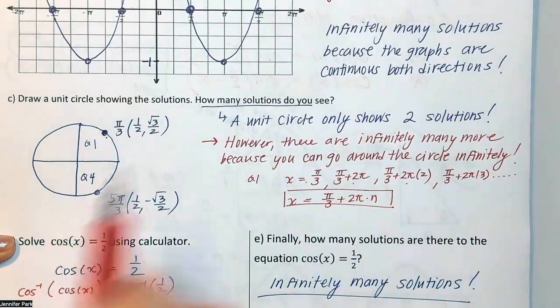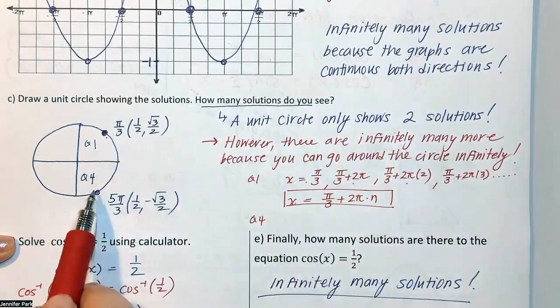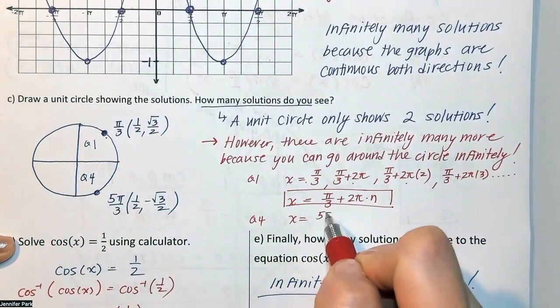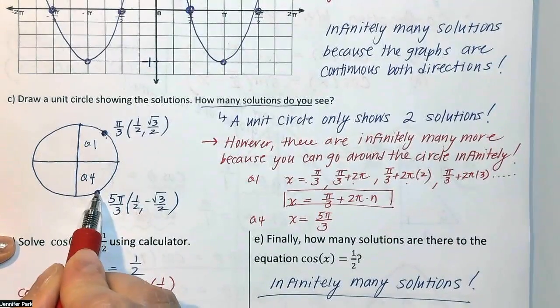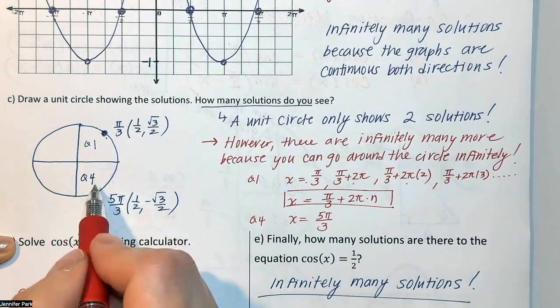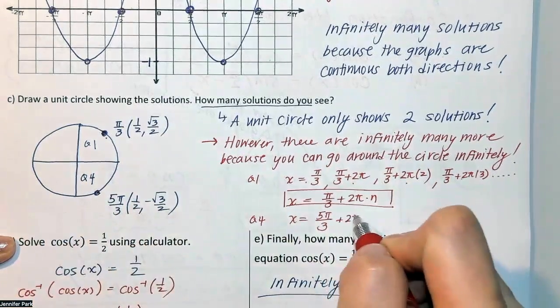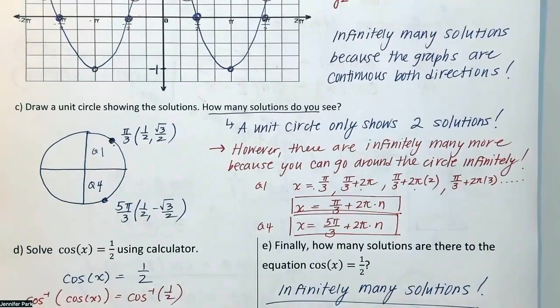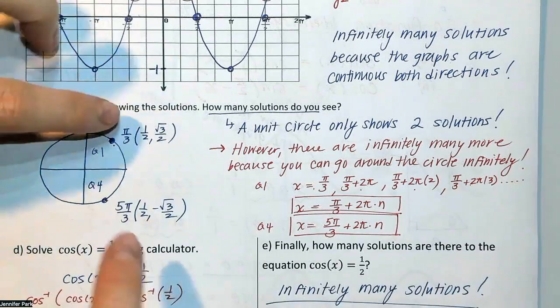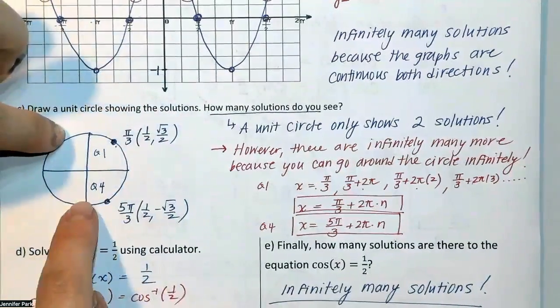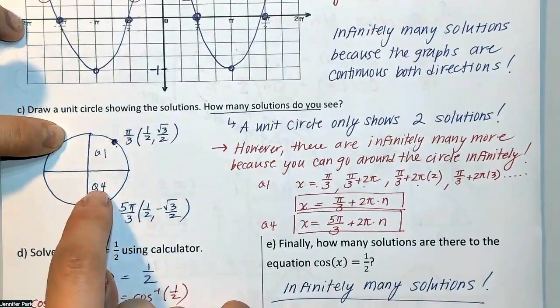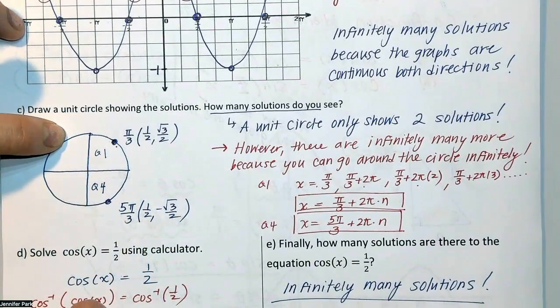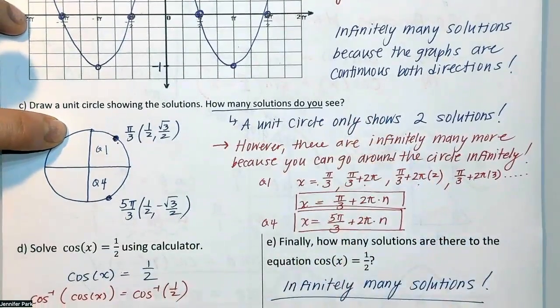Same thing, we also have an angle in quadrant 4, so we're going to have to do the same thing. We start at this angle on the unit circle, but we can go around it infinitely many times, 2 pi radians, so 2 pi times n for all solutions. Things are getting a little repetitive here, but the whole point is: don't limit your answer to just one or two solutions. Just because a unit circle shows only two answers doesn't mean that's it. There are actually infinitely many more.